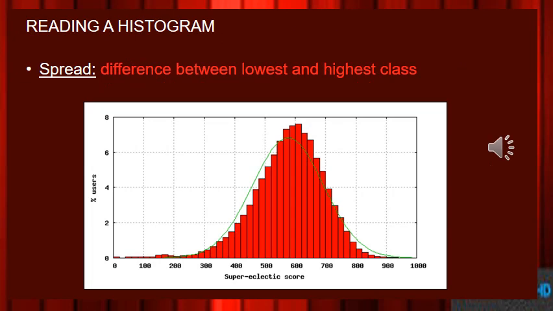So how do we read a histogram? You have many things to look at when you read a histogram. First, you can look at the spread. It's the distance between the minimum and the maximum of a distribution. For example, here, this histogram shows a distribution of numbers from 0 to 1000. And this is the spread. The spread is 1000 here.